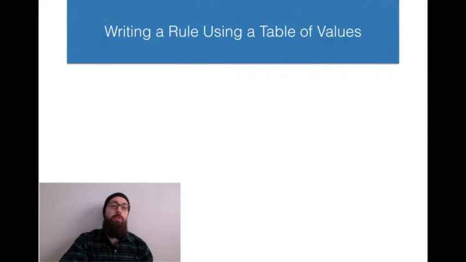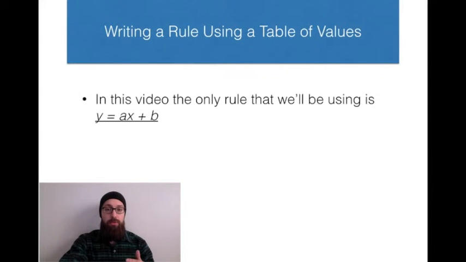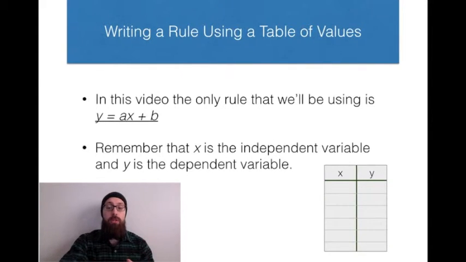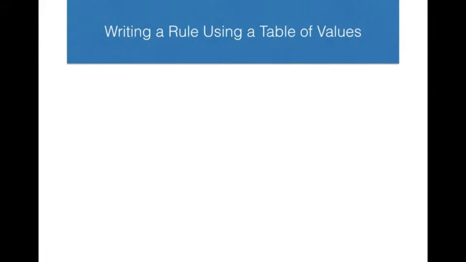Okay guys, so in this video we're going to be writing a rule using the table of values. The only rule that we'll be using in this video is y is equal to ax plus b. Now what I want you guys to remember is that x is the independent variable and y is the dependent variable. Alright? So if we look at our table, on our left is the x column and on our right is the y column. Those two places never switch. X is always on the left, y is always on the right.